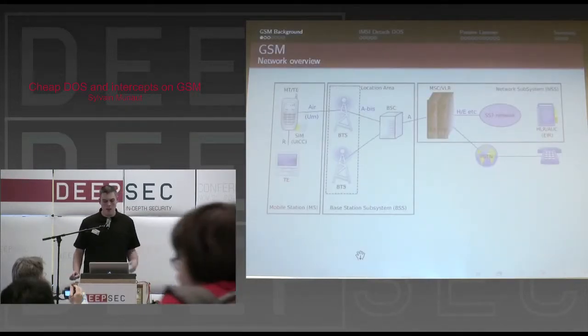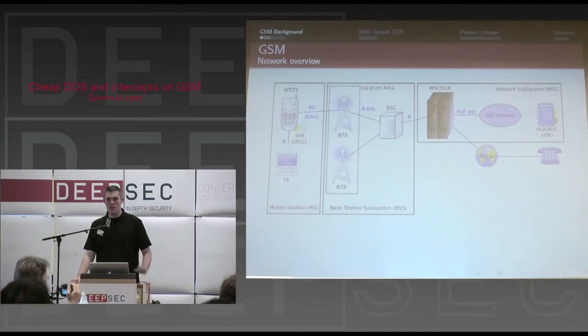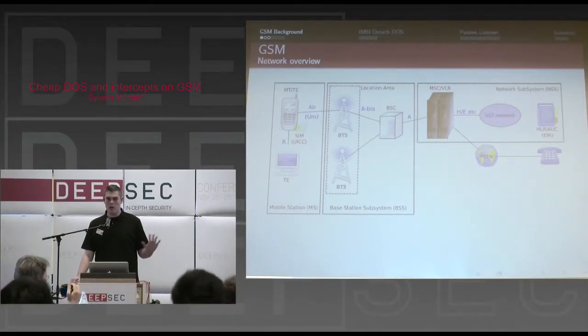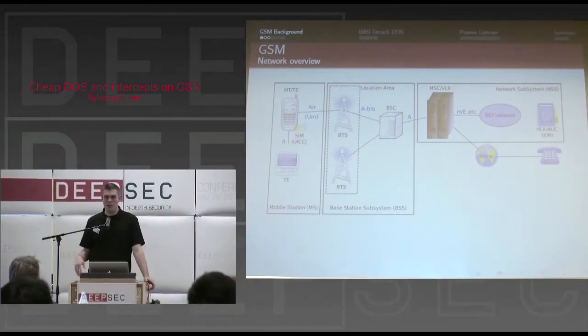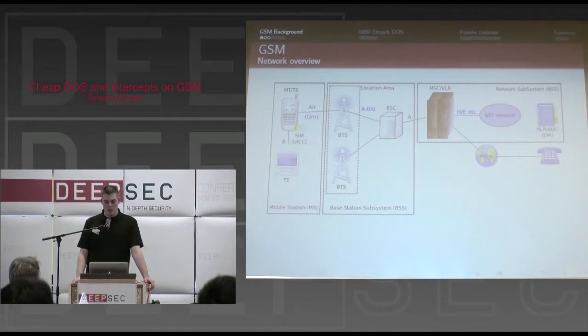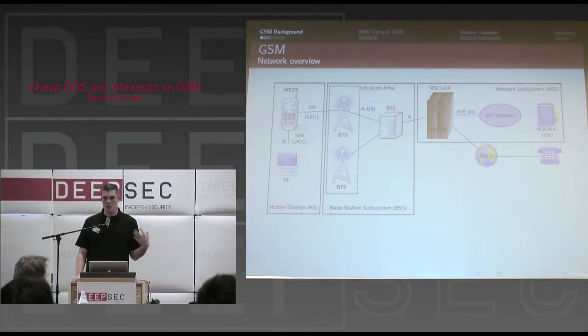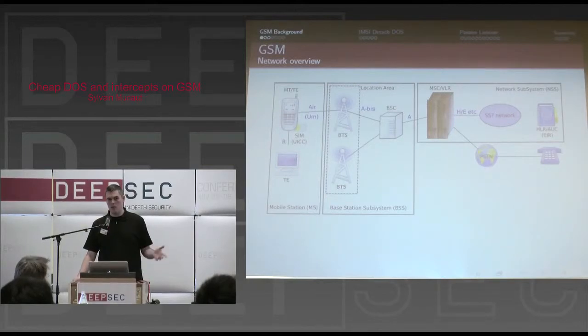So this is what a GSM network looks like, at least a plain 2G network, voice only. On the left you have the mobile station, basically the cell phone, that communicates over the air to what's called the BTS, the base transceiver station. This is really just the transceiver. It doesn't have much logic in it.